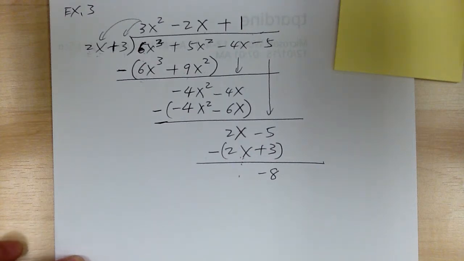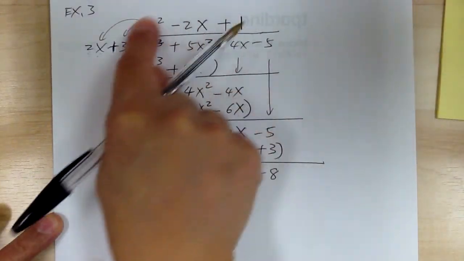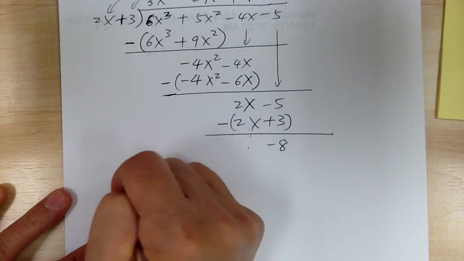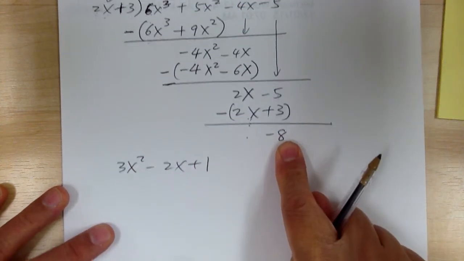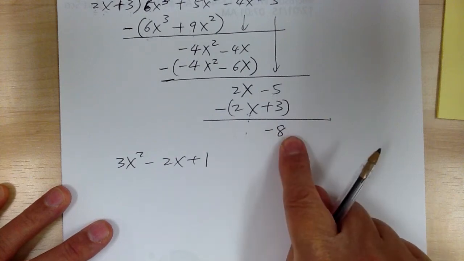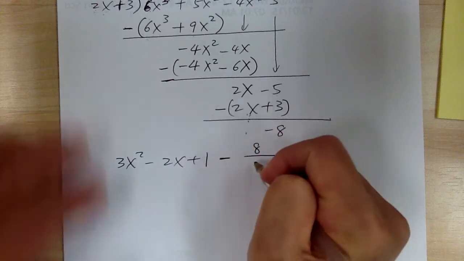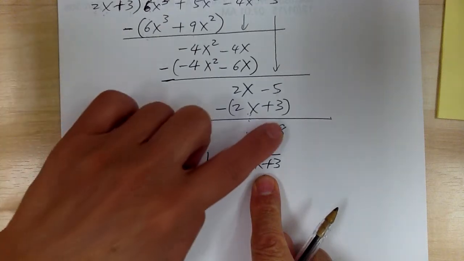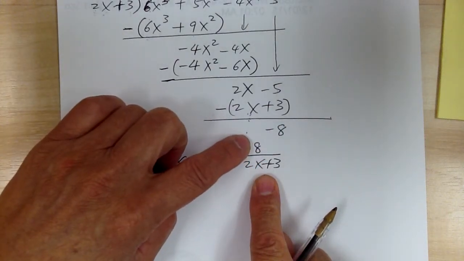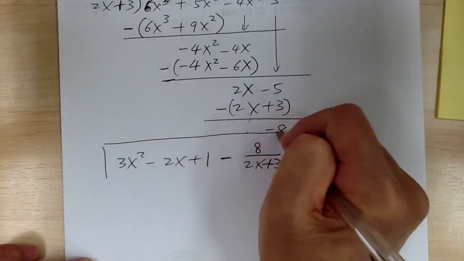Now, when you write your final answer, this is how you're going to write your final answer. Okay? So you see that this answer over here, that's what you're going to get. So you're going to get 3x squared minus 2x plus 1. Now the remainder, notice it's minus 8, right? So if it's minus, you put a minus over here and put 8 over the 2x plus 3. Okay, that's how you write your final answer. The remainder goes on the top. It becomes your numerator, your divisor becomes your denominator. And this will be your final answer.